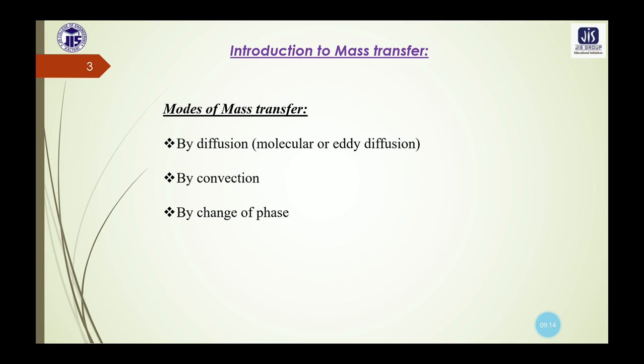Suppose some hot gases are escaping from a chimney. That happens due to convection, and then the gases get diffused into the air above the chimney. So this is change of phase mass transfer, where first the hot gases escape from the chimney by convection, and after that they diffuse into the air above. These were the concepts and examples of the three different modes of mass transfer: diffusion, convection, and change of phase.